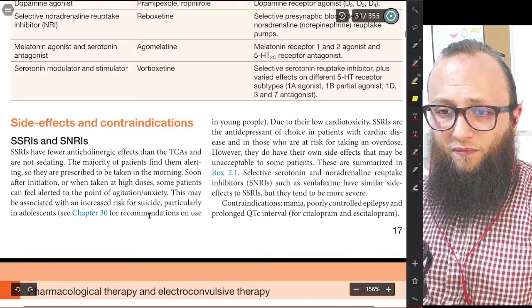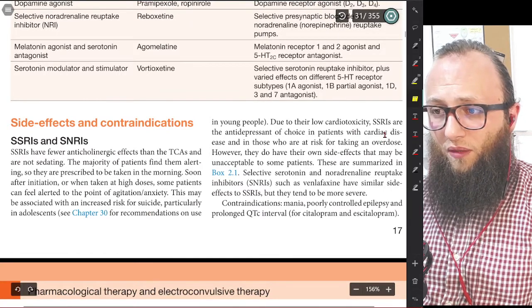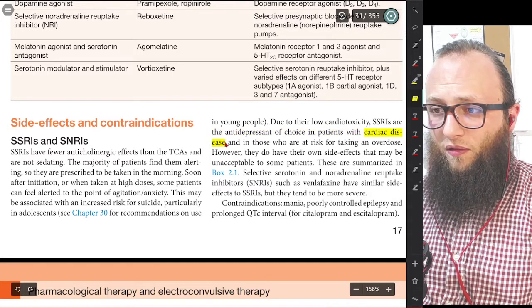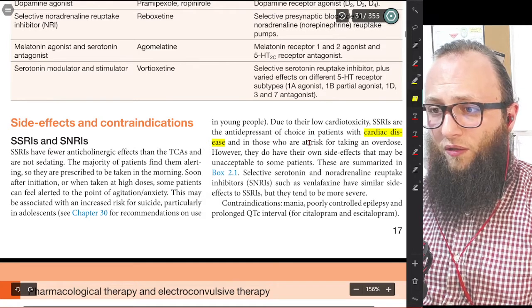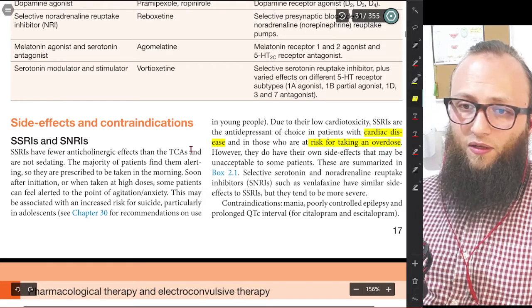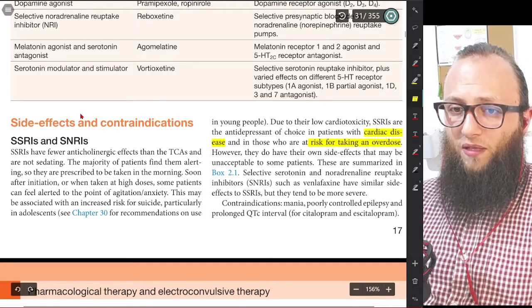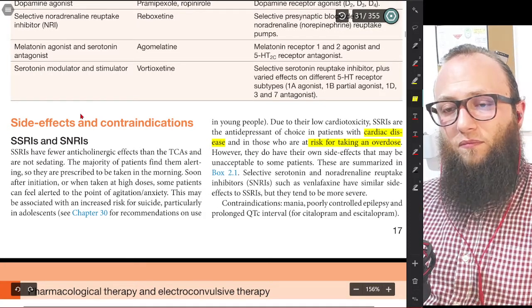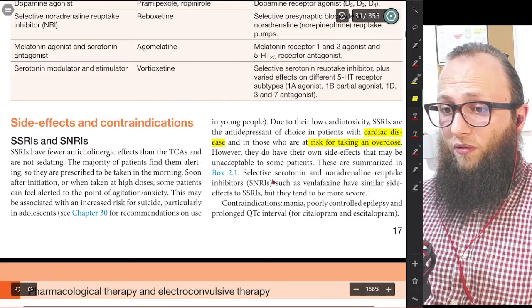But let's just note cardiac disease and those who are at risk for taking an overdose. These are some indications that make us prefer SSRIs and SNRIs. Let's just continue.